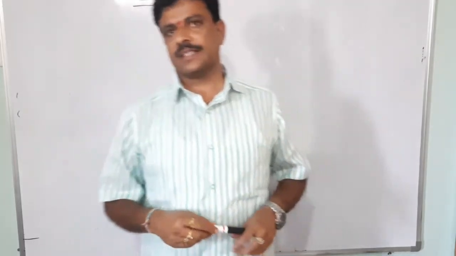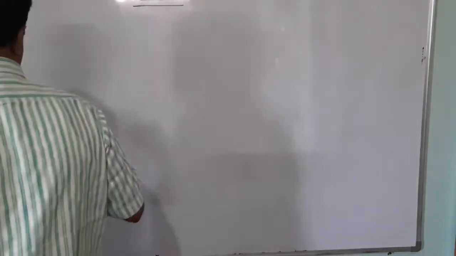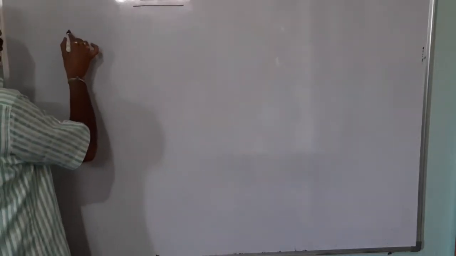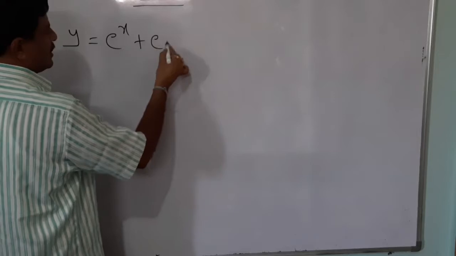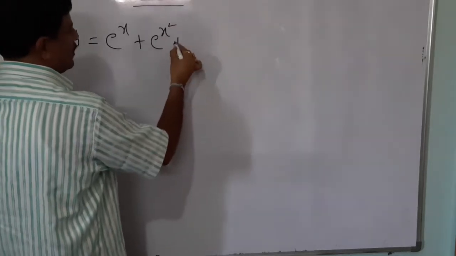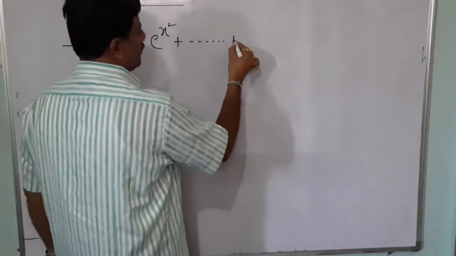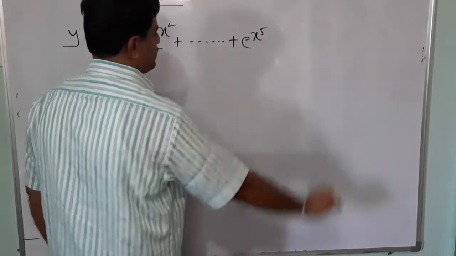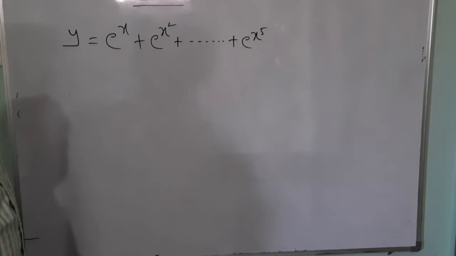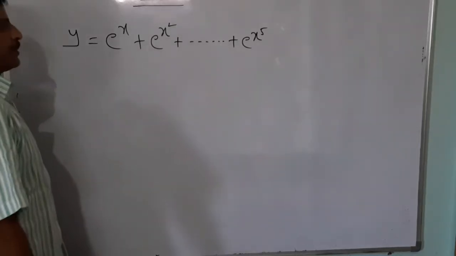Okay, so in exercise 5.4, next problem. y is equal to e to the power of x plus e to the power of x square plus etc. plus e to the power of x to the power of 5. Here, differentiate with respect to x.